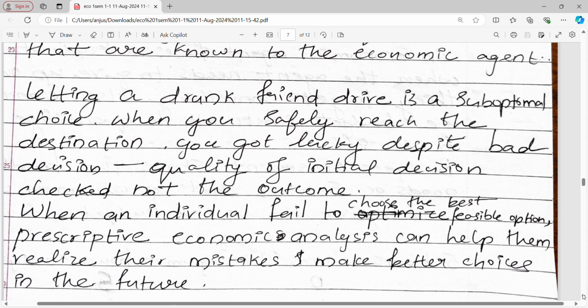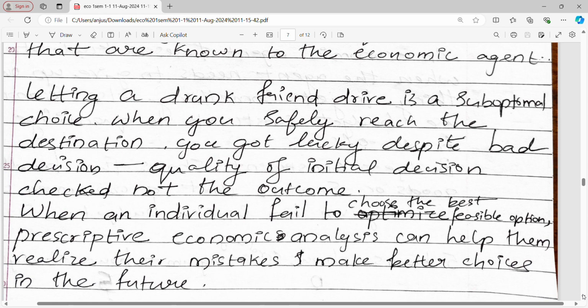So letting a drunk friend of yours drive is a suboptimal choice. It's not a good choice. You may reach the destination safely, fortunately. That is only because you are lucky, despite the bad decision. The quality of the initial decision is checked, not the outcome. You reached the destination safely not because of the decision. It is because of luck.